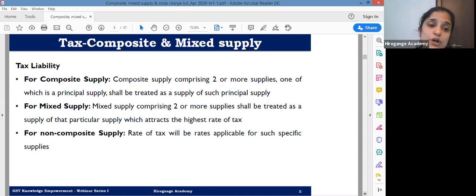As I said, for a non-composite supply, you have to be very, very careful. What may be construed to be these non-composite supplies, which are nothing but independent supplies, which are independent of each other. What is the payment towards each of these supplies, be it the goods, be it the services, accordingly to be classified, accordingly to be taxed.